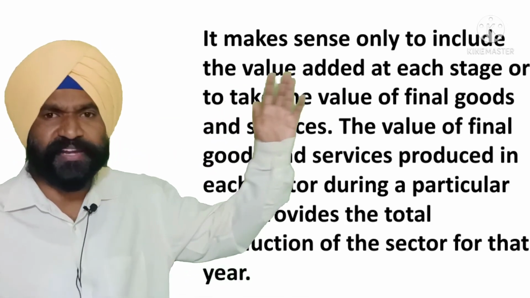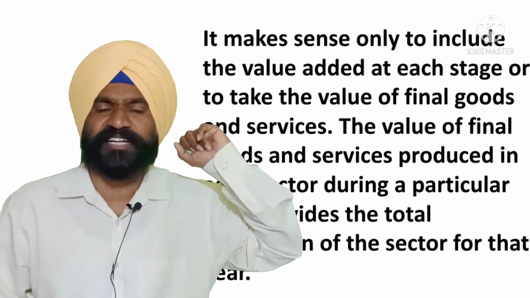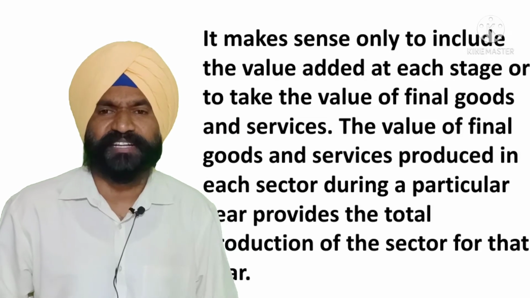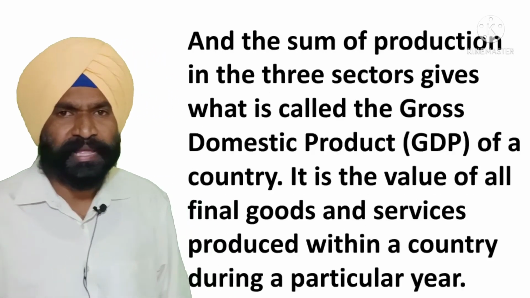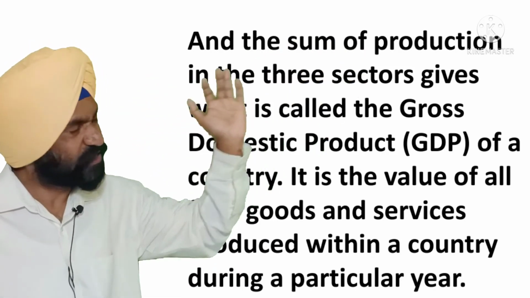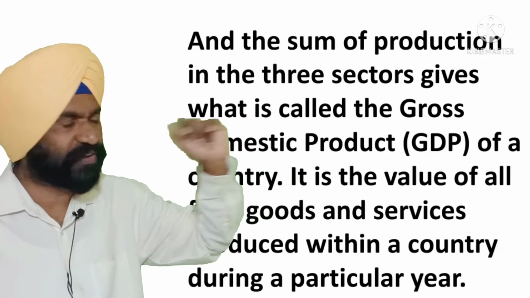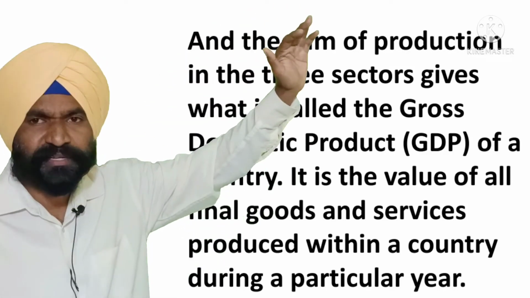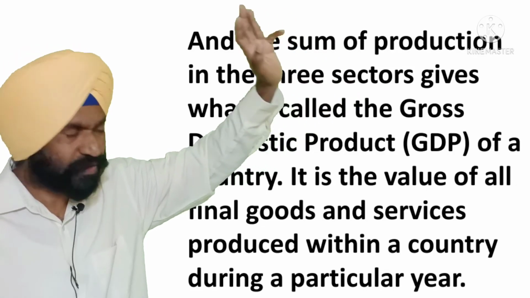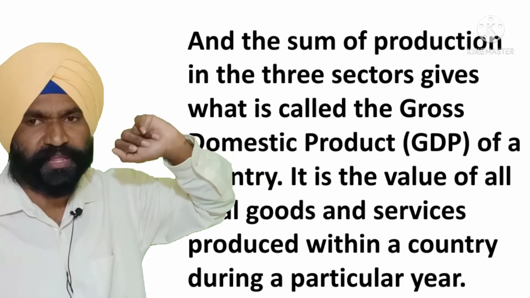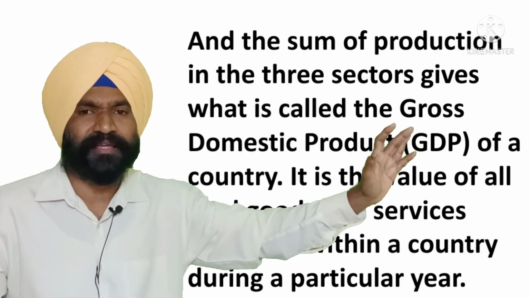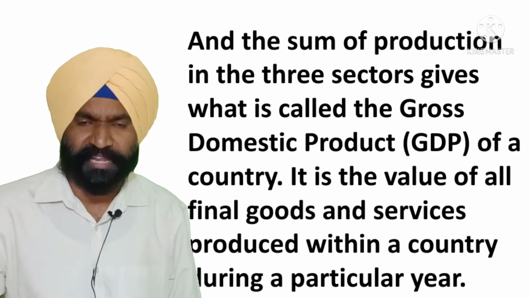The value of final goods and services produced in each sector during a particular year provides the total production of the sector for that year. The sum of production in the three sectors gives what is called the gross domestic product, GDP, of a country. By adding the total final value of goods and services from these three sectors, we get the GDP. It is the value of all final goods and services produced in a country in a particular year.